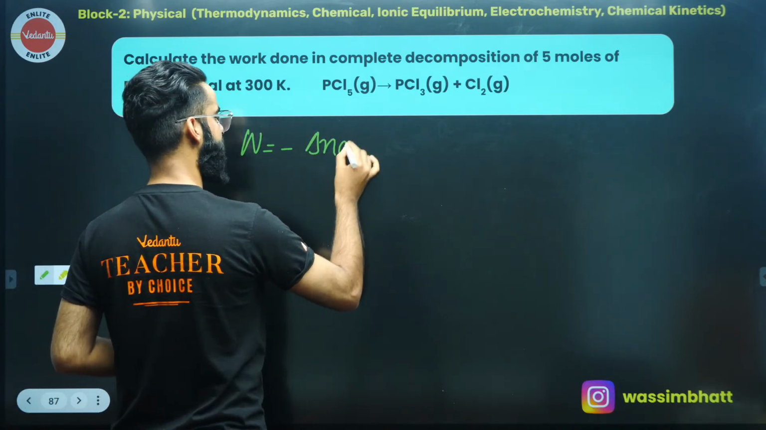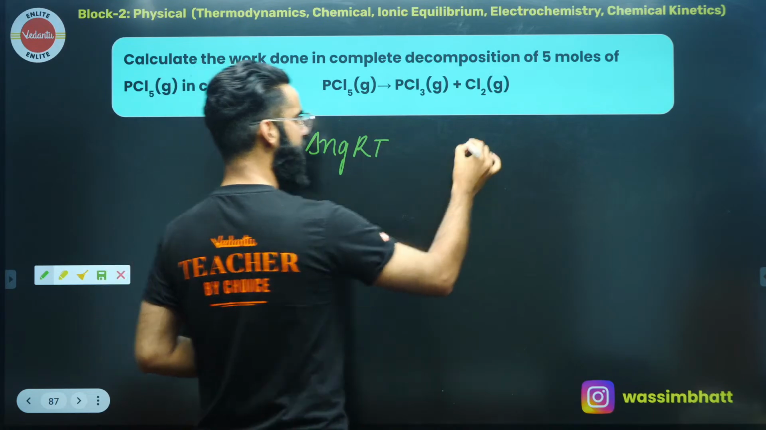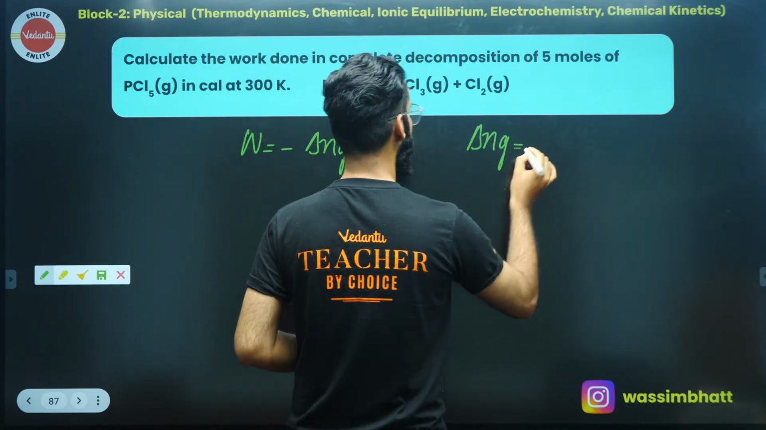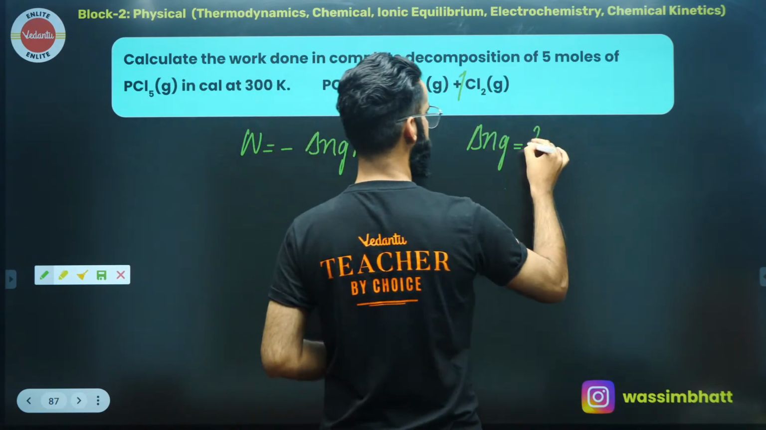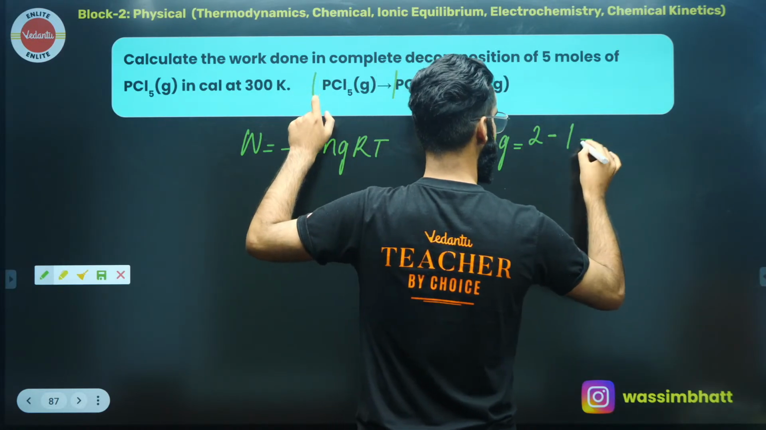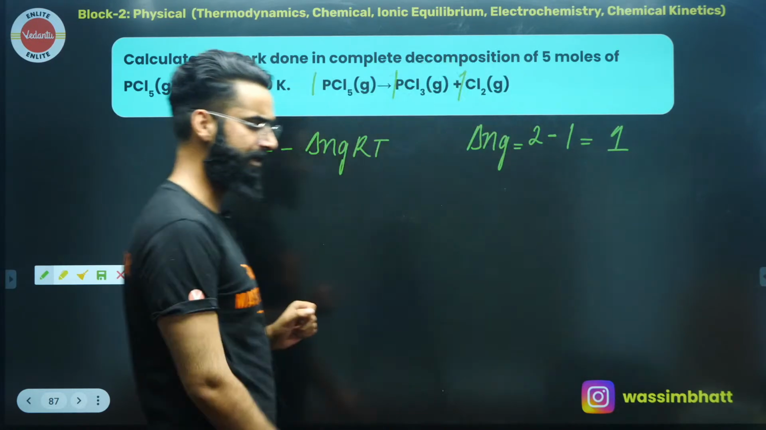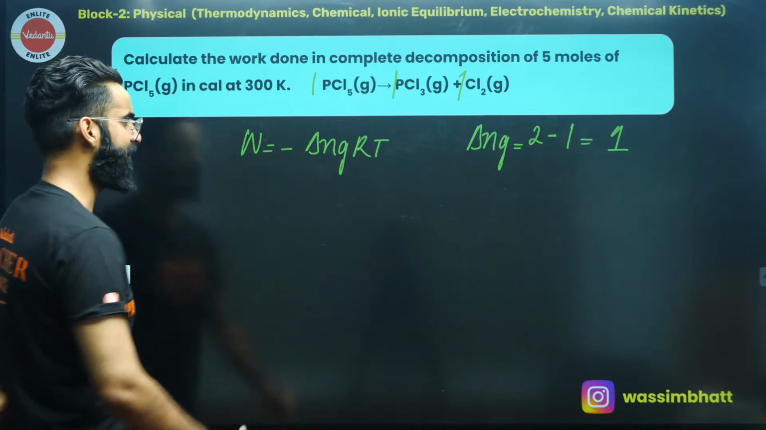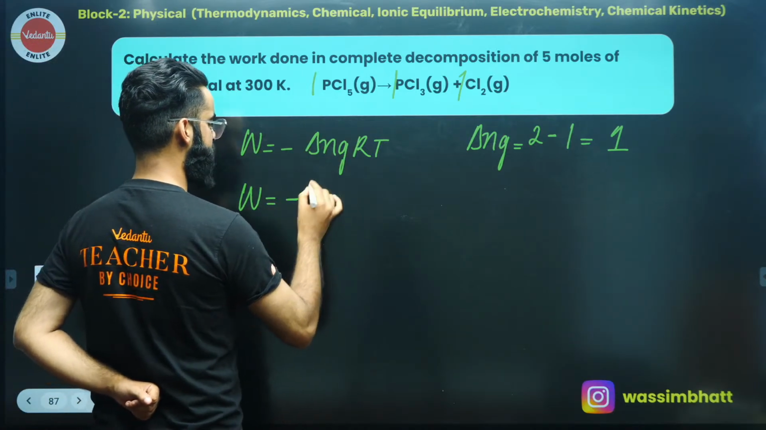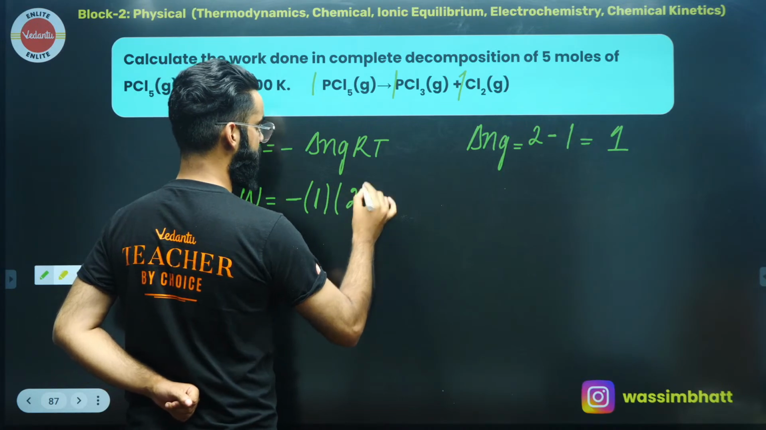W is equal to minus delta Ng RT, right? So first thing, I'll be calculating delta Ng for the reaction, which is number of moles of gaseous products, 1 plus 1, 2, minus number of moles of gaseous reactant, which is 1. So delta Ng value is 1, right? Since we got the value of delta Ng, W is equal to minus delta Ng RT, with delta Ng equal to 1. R value I'm taking in calories.